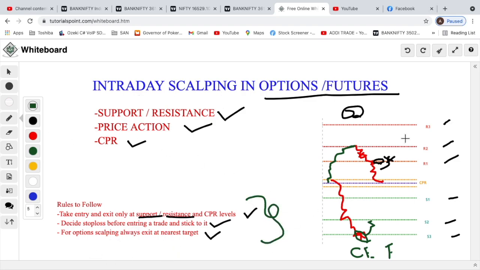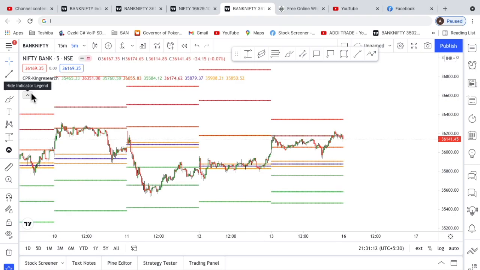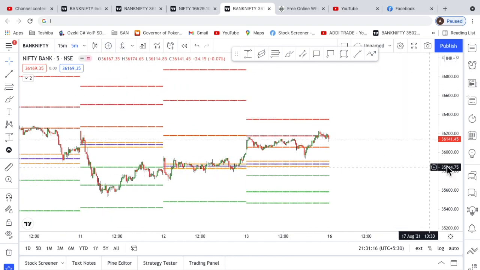One is always take entry and exit at support, resistance, and CPR levels. Decide stop loss before entering a trade and stick to it. For option scalping, always exit at the nearest target. Now what we'll do is get into the charts. As I previously showed you how to add CPR, I've already added this CPR level, and I always stay on 5-minute charts on intraday.